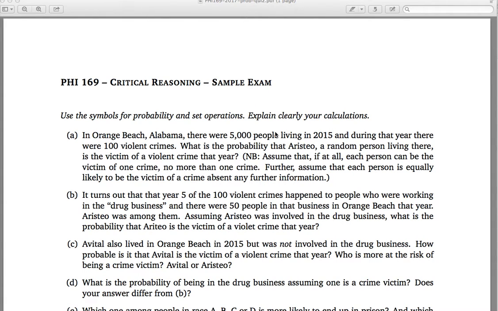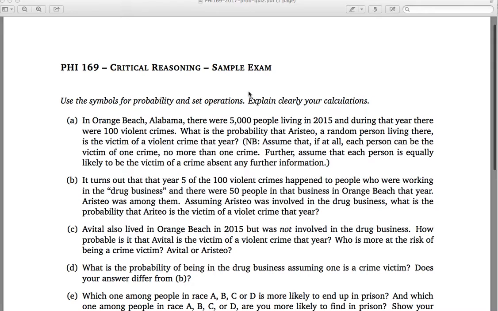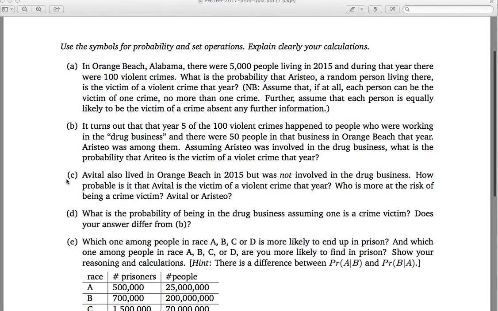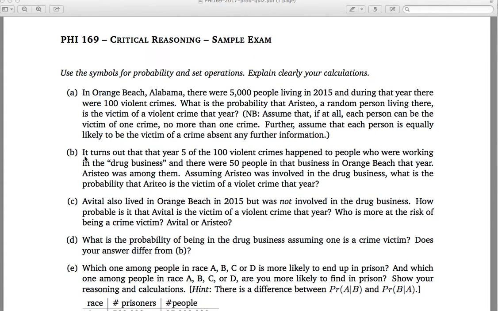Hello, everybody. So I want to talk about the sample exam. You'll see here a copy of the sample exam, and you should be able to download a copy from the website. As you can see, the sample exam consists of a few questions, A, B, C, D, and E. What I'm going to do is go over each question, read the question to you, and then show you how the question can be answered. And the actual exam will be pretty similar to the sample exam.